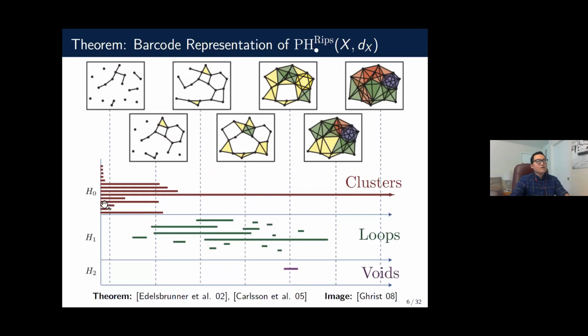Zeroth homology barcodes encode multi-scale clustering features of the given data, the first homology barcode encodes the loop-like structures in the data set, and the second barcode captures the void structures in the data set, and so on. In general, long intervals in the barcodes are considered important topological features of the data set, whereas short intervals are considered less important, or artifacts of the noise of the data.